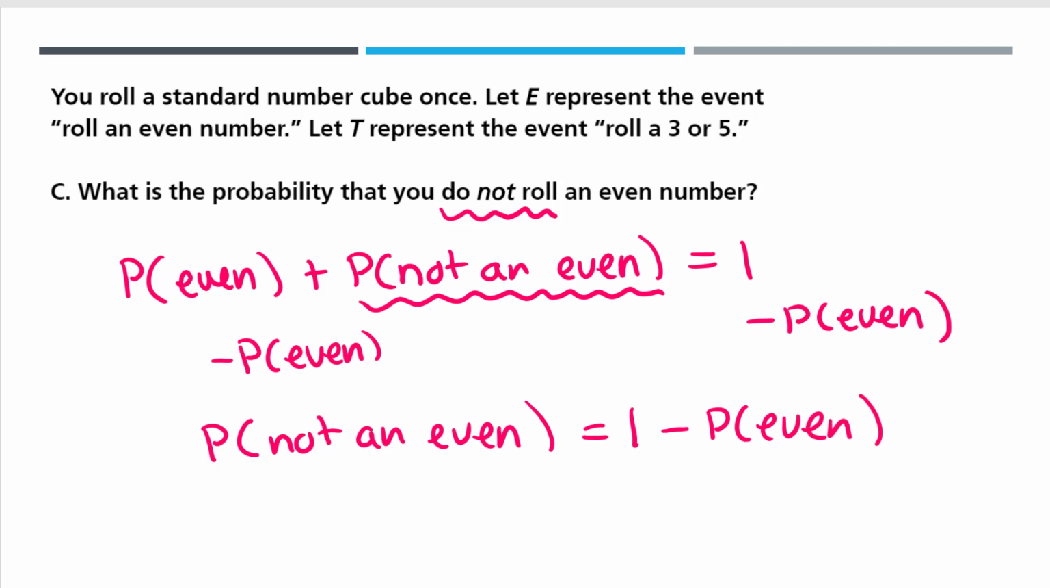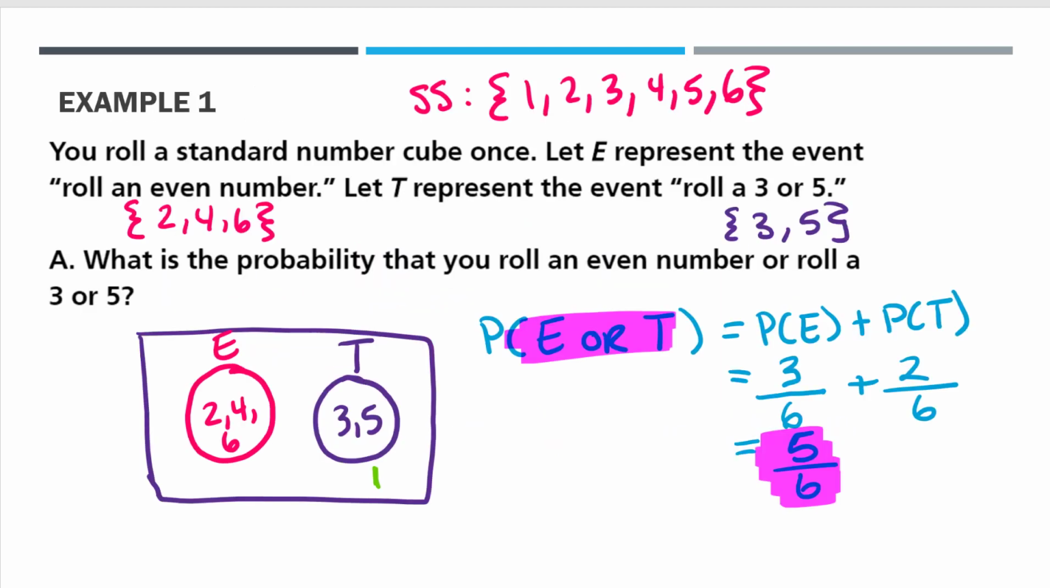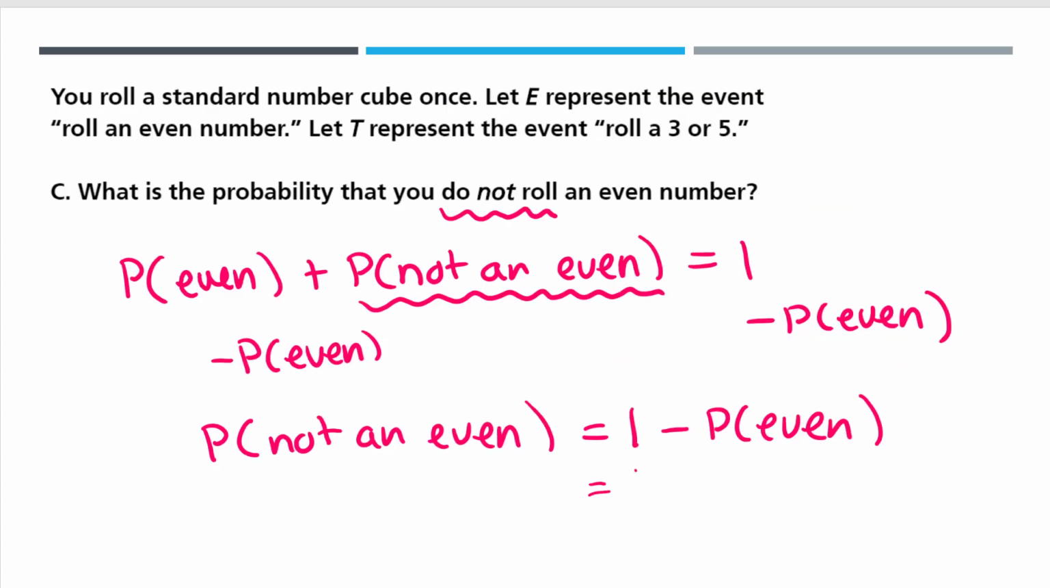And we already found the probability of it being an even. The probability of it being even is 3 outcomes out of a possible 6. So we simplify this, we can make 1 6 over 6. So that simplifies to be 1/2.